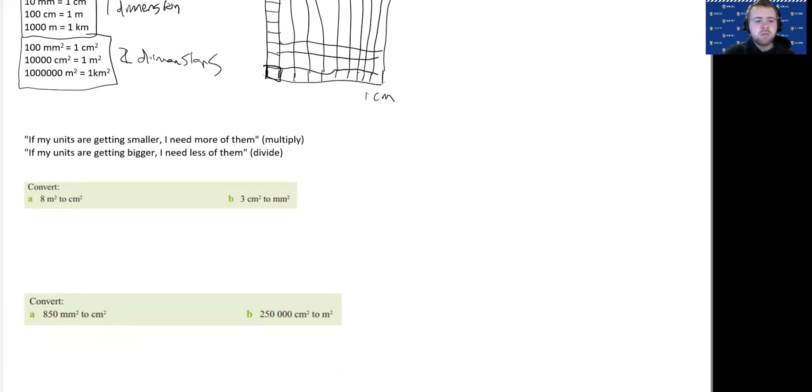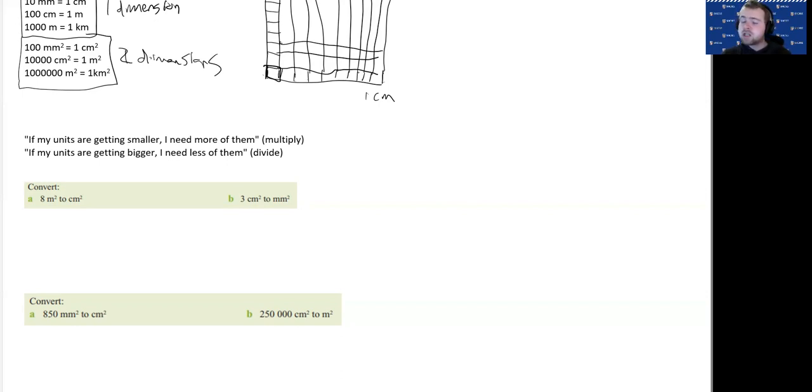This is my little thing that helps me remember which way to go. If I'm going from a big unit to a smaller unit, I'm going to need more of those units to measure the thing I'm measuring. I could measure it in meters, say, but if I measured in centimeters, I'm going to need more of them because centimeters are smaller. So I'm going to multiply the quantity, the number of units that I'll need.